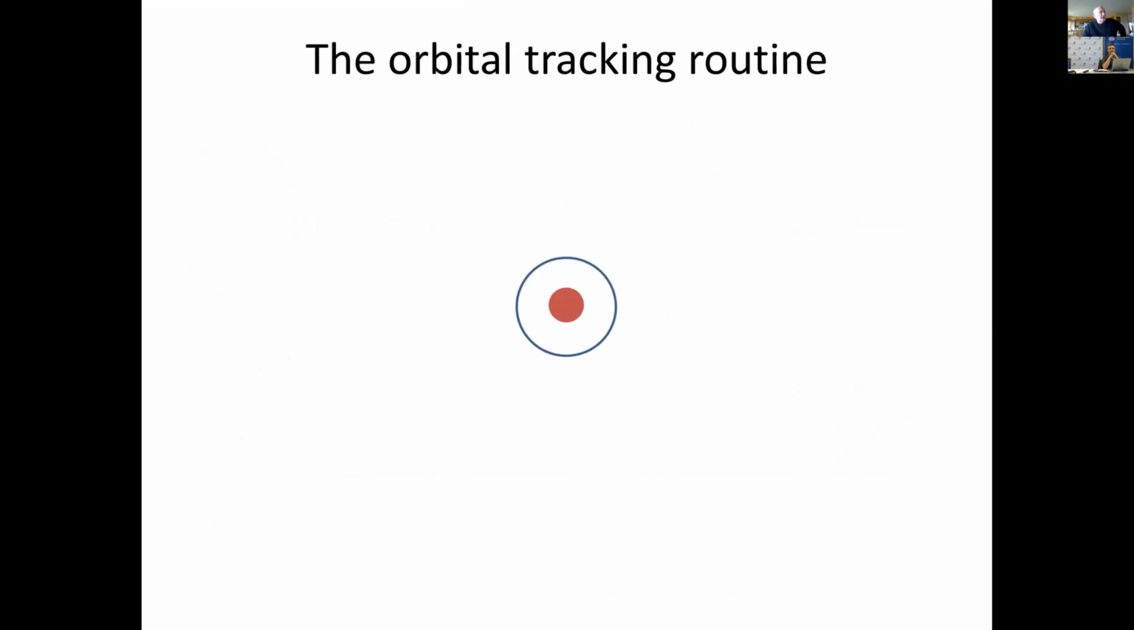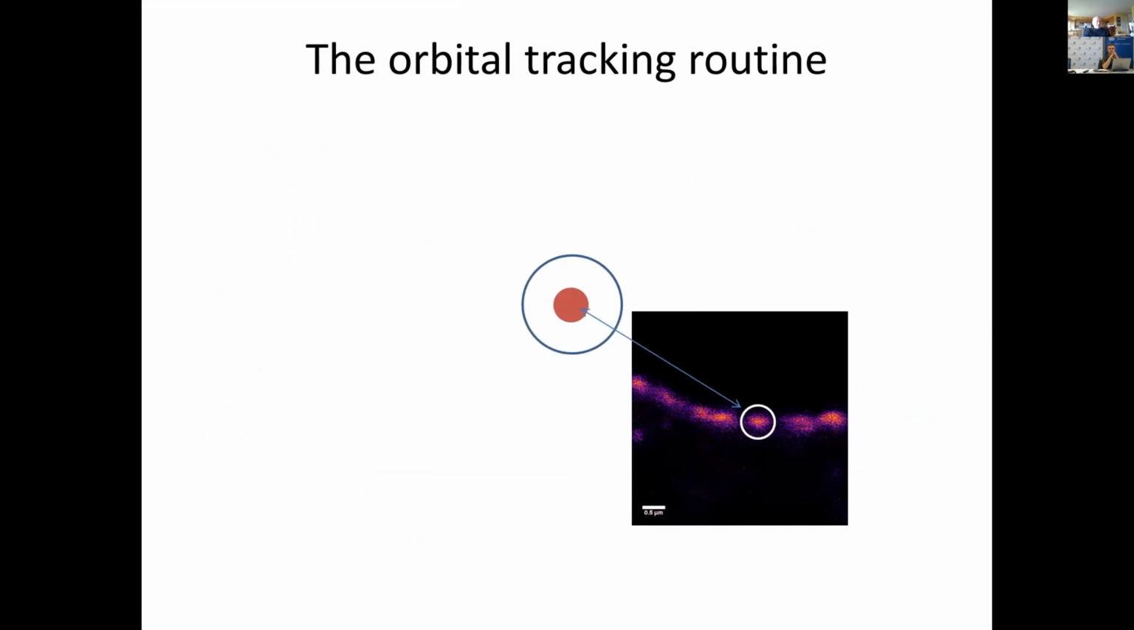Okay, so now let us see. We see the nuclear pore complex. We make an orbit around the nuclear pore complex, and then we look at this orbit. On one side will be, for example, the cytoplasm, and the other part will be the nucleus. So any molecule that passes through will appear in this part of the orbit first, and then will appear in the other part of the orbit. So that was the basic idea.